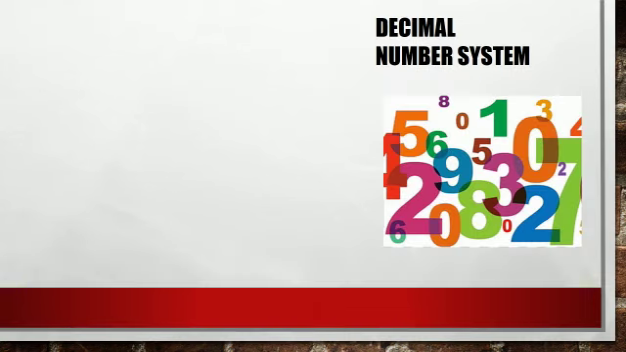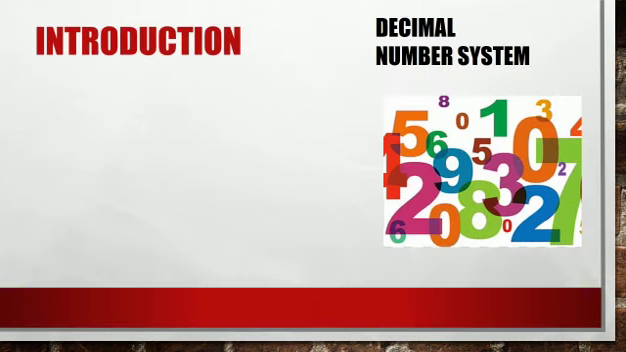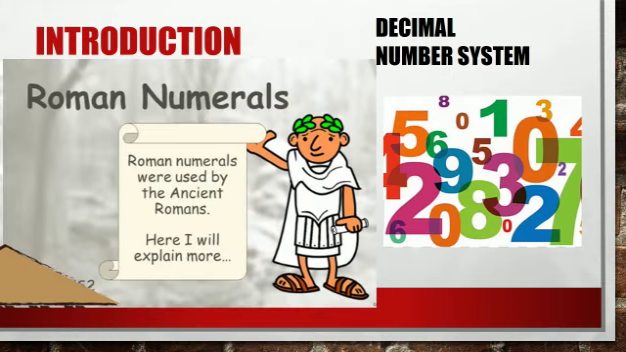We have already learned about the decimal number system, which comprises digits 0 to 9. Now, what are Roman numerals? The Roman numerals are nothing but numbers that were used by the ancient Romans. I will explain more about it further. And why do we still follow the Roman numerals? Why can't we just follow the decimal number system?